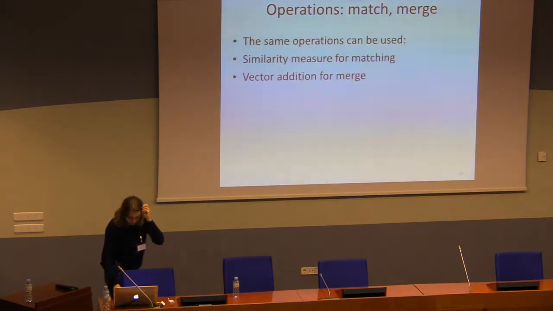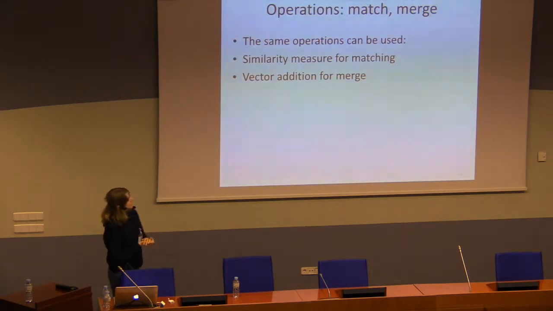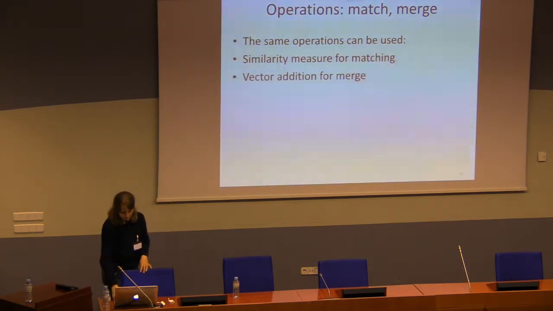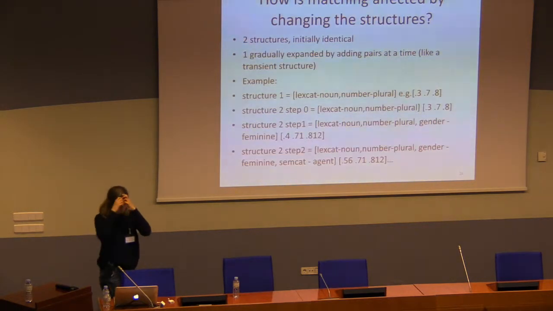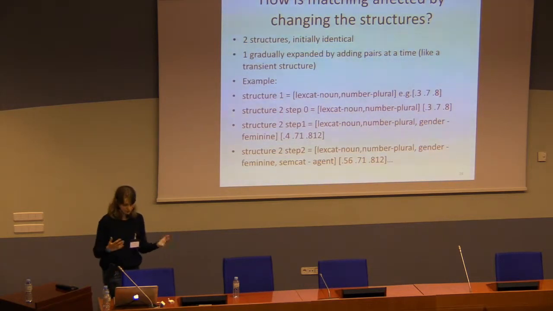Okay, so next we had to see, of course, can we think of a way to implement the main operations in this approach, which is match and merge. And we used essentially the same similarity that I showed you a few slides before for matching. So do two structures, are they similar? And we could use dot product for it again. And then for merging, we used vector addition. So now we tested, if we have two structures and if they match, how is this match affected if you change the structures, if you change anything in them?